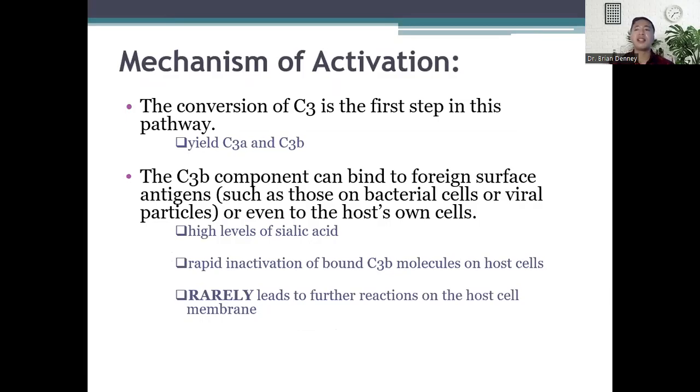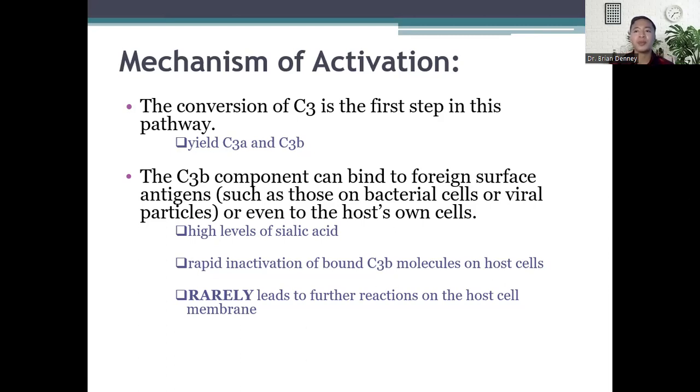So, the first step in the alternative pathway starts with C3. Okay. So remember, comparing it with your classical pathway, it has this recognition unit or recognition phase or stage 1. We do not have that in your alternative pathway because we start right away with your C3. What happens in C3, Doc?